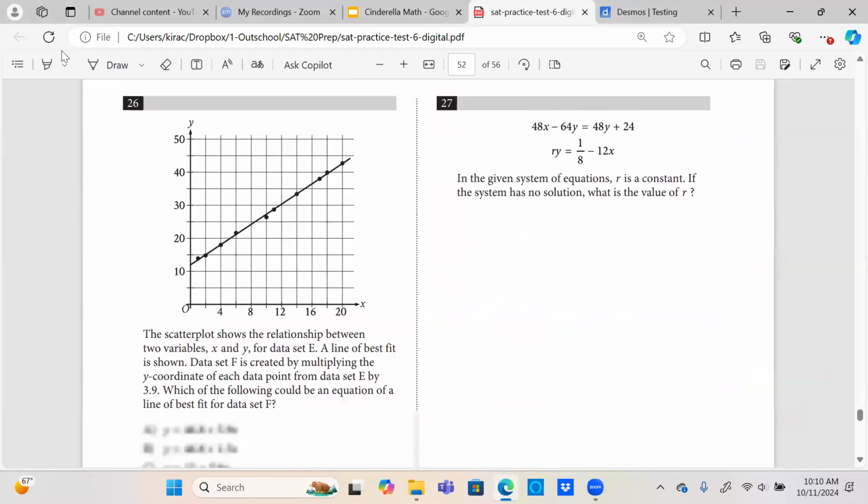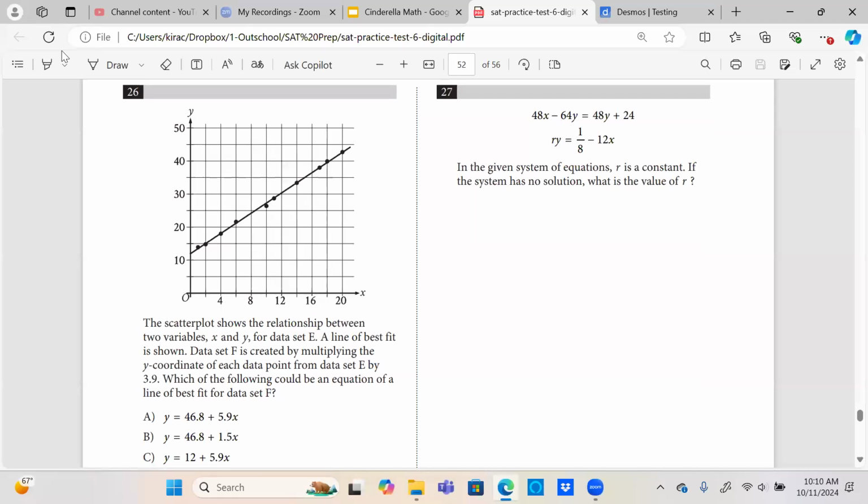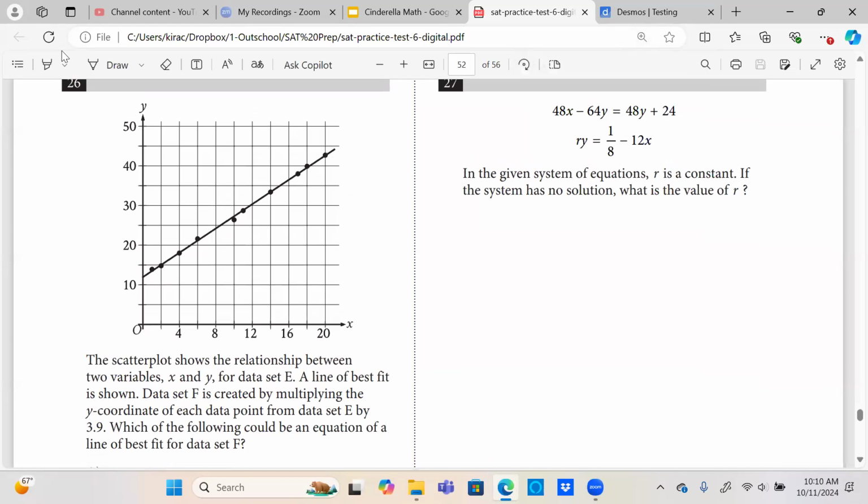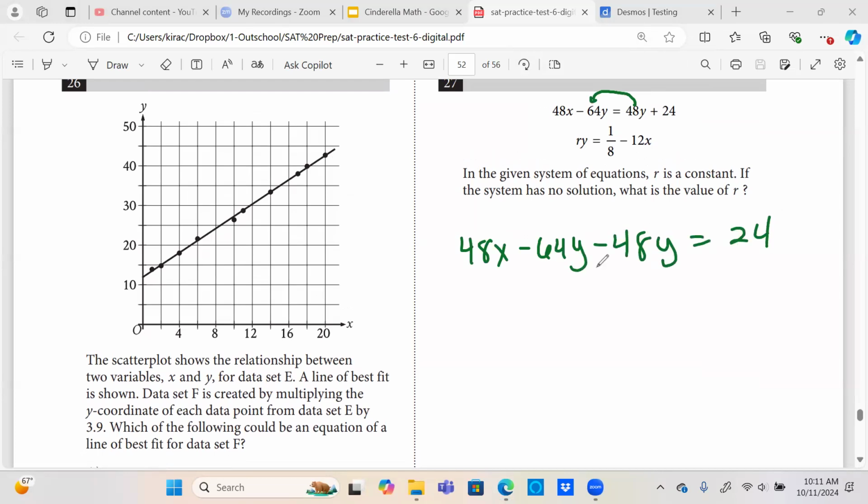Okay, 27. In a given system of equations, R is a constant. If it has no solution, what is the value of R? Okay, I'll do this by hand, and then we might be able to whip this through Desmos as well. So looking at the first one, let's combine like terms. I'm going to bring this over. So we have 48x minus 64y minus 48y is 24. Combining like terms, that's negative 112. So we have 48x minus 112y equals 24.